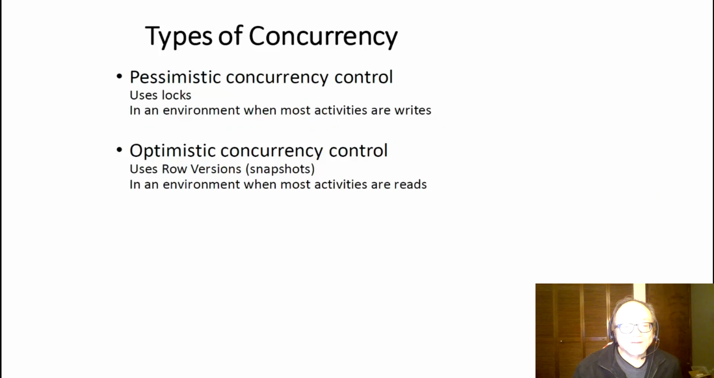There are two types of concurrency control for a multi-user database environment. In an environment, if most activities are writes, we tend to use the pessimistic concurrency control. We use locks to implement pessimistic concurrency control. In an environment, if most activities are reads, we tend to use the optimistic concurrency control. We use row versions and snapshots to implement optimistic concurrency control.